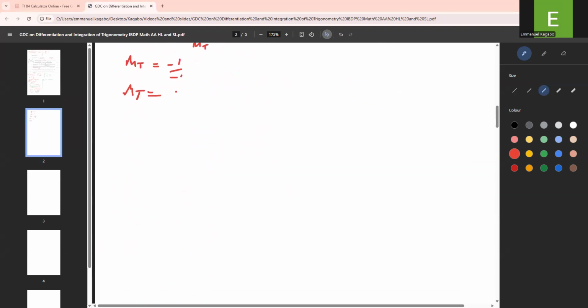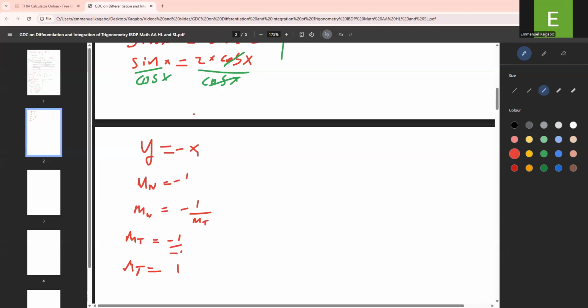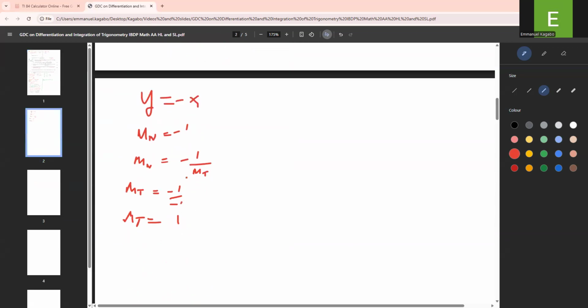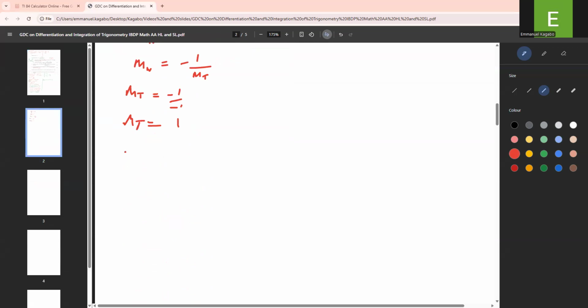Okay? So, what was it? One more time for you to check. Let me see the question. It is sine x minus 2x cos x over 2 square root of x sine squared x, okay? Now, that should be equal to 1. So let me write it here.